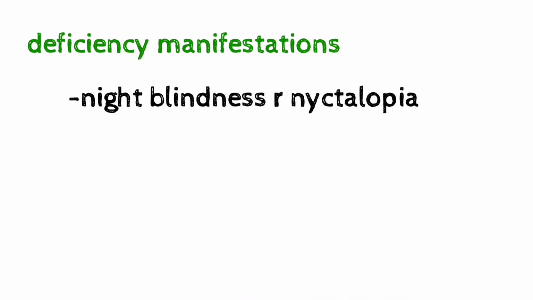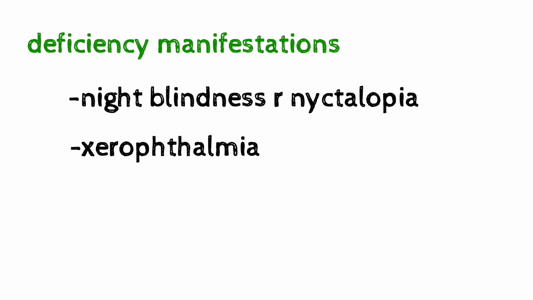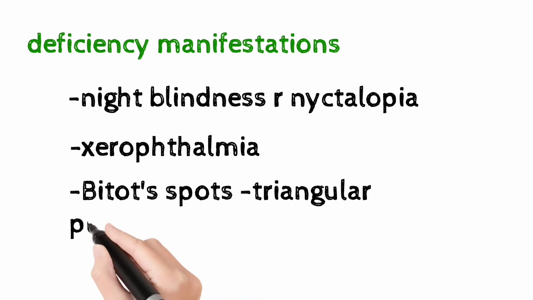Now let's see its deficiency manifestations. First, nyctalopia or night blindness. Vision would be decreased in dim light, dark adaptation time would be increased, retinol binding protein will fall below the normal level. Next, xerophthalmia. Here, in normal eye, the conjunctiva will be wet, but in xerophthalmia, this conjunctiva will become wrinkled and dry. It will also get keratinized.